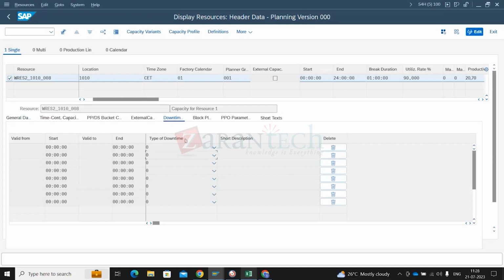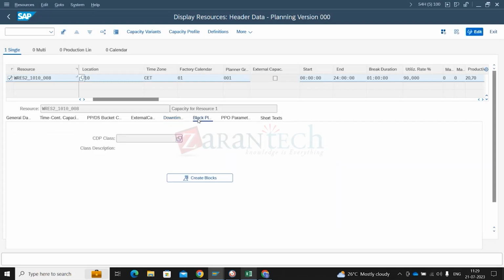Correct. If the same resource is used for the planning engine also, remember, I am now trying to use this resource for scheduling. For the planning part, I'm using IBP or APO. But if you are using, say, PPDS only for planning, that time you might be using the same resource and then you include it. Correct?